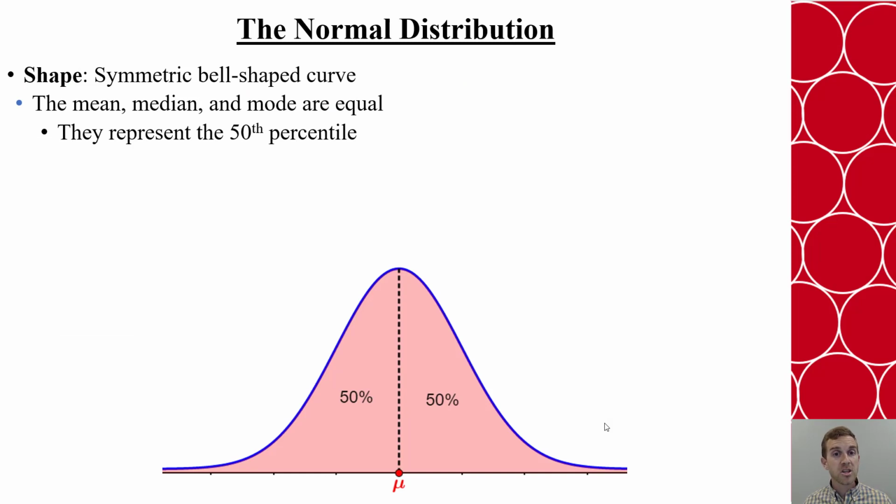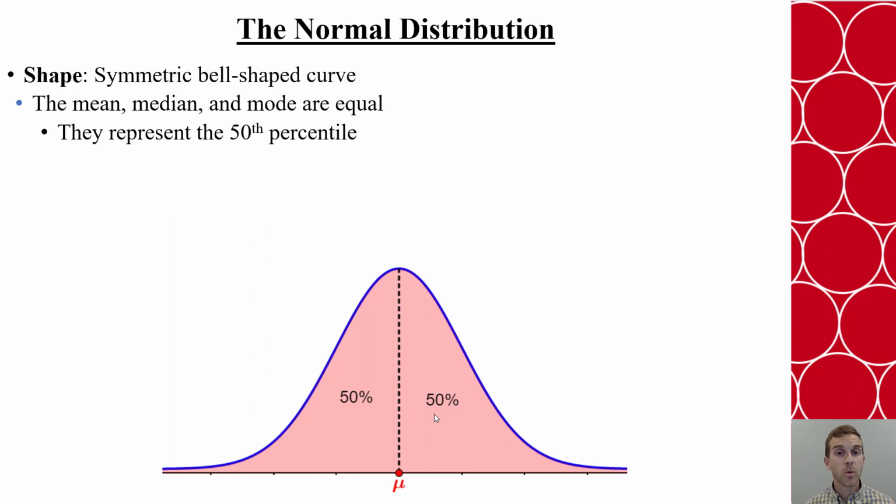Now, another distribution we commonly will deal with is called the normal distribution. This is when we have relatively symmetric data, and when you plot it, it will form something that looks very close to what's called the bell-shaped curve. The nice thing about the normal distribution is that the mean, the median, and the mode are all equal to one another, and they will represent the 50th percentile, which means half our data is below the mean and half of our data is above the mean.